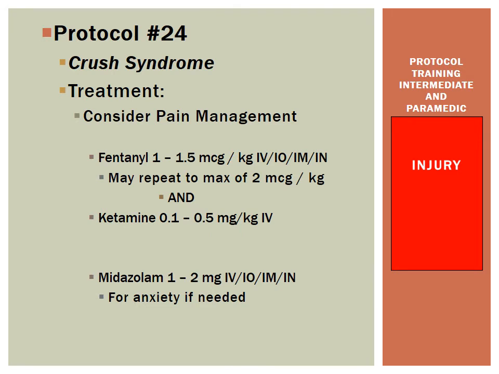Okay, so for pain management in our Crush syndrome patient, the doses are the same: fentanyl 1 to 1.5 micrograms per kilogram, IV/IO, IM, or IN, and we may repeat to a max of 2 micrograms per kilogram, and if needed, ketamine 0.1 to 0.5 milligrams per kilogram, IV. Also, Versed or midazolam 1 to 2 milligrams IV/IO, IM, or IN for anxiety if needed, and be aware of a possible synergistic effect.